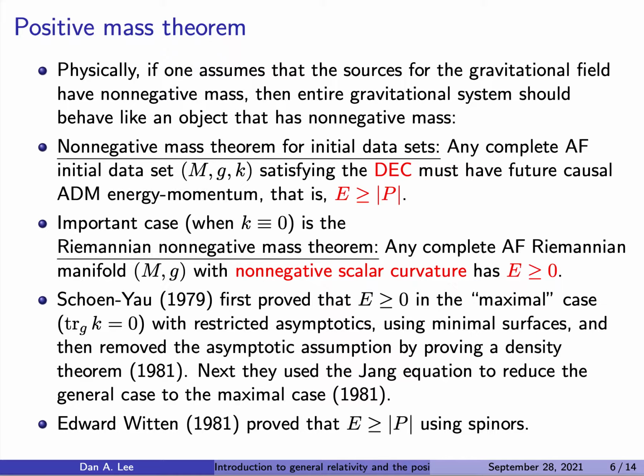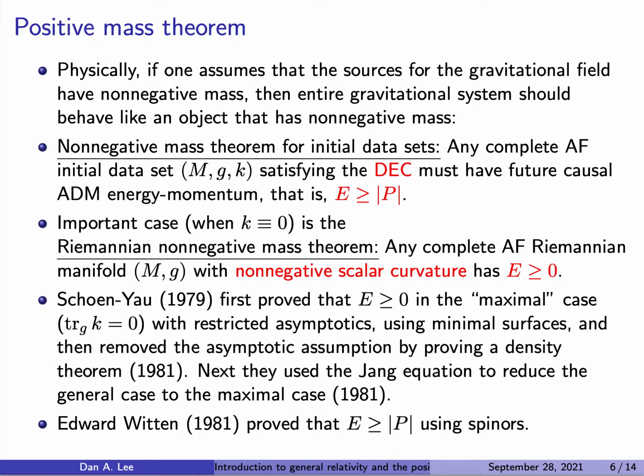In 1981, Ed Witten came up with a totally different proof using spinors and the Dirac operator. That proof shows that E is greater than or equal to the length of P. So we have the non-negative mass theorem there.